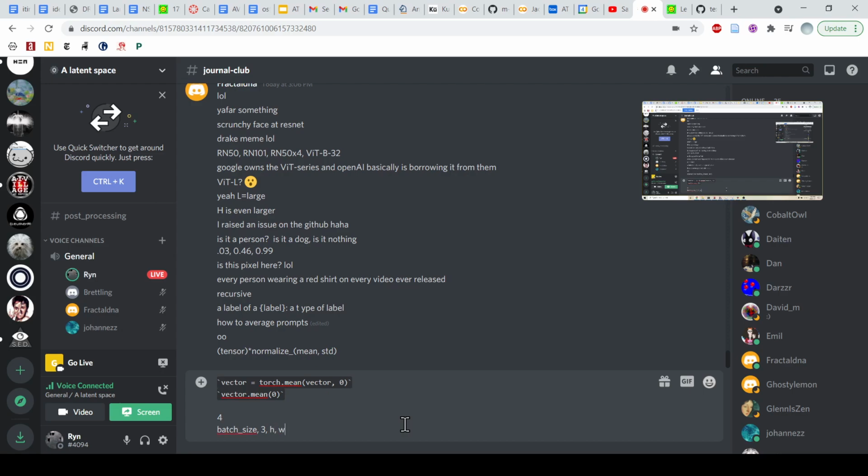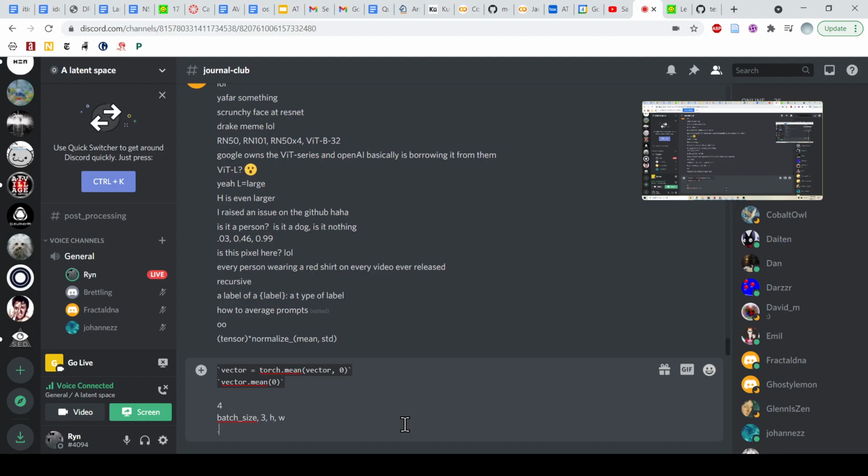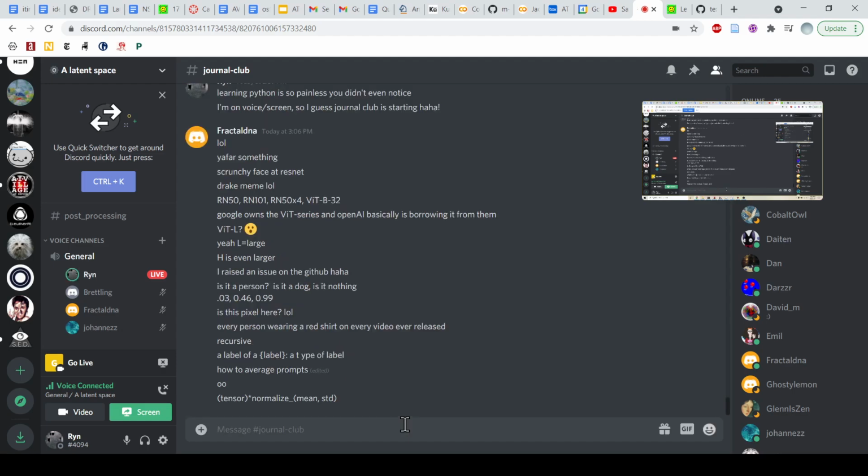But the point being, you could take the mean of that. I'm going to take the mean across the batch size, so you get the average of all the images, or you could take the mean across the channels, so you have all the images, but they all have one average channel now, or you could take it across the height and width as well. But yeah, that's just a little bit of a tangent about taking the average in PyTorch.